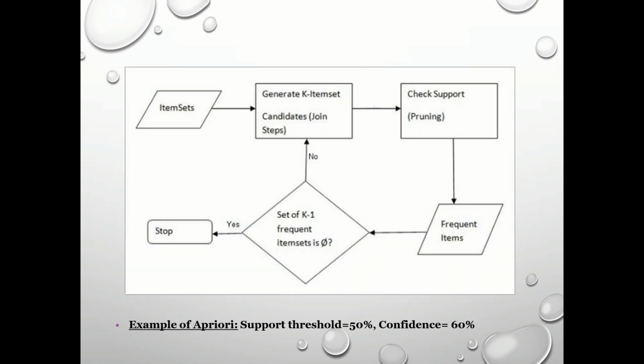This is the flowchart of this. First, generate the itemsets, then generate k-item sets, which is nothing but the candidate join step. Then check the support, which means the pruning method. After the pruning method is over, the frequent itemsets are analyzed. Then check the k minus 1 frequent itemsets. If yes, stop. If no, generate the candidates again for k-item sets to find out.